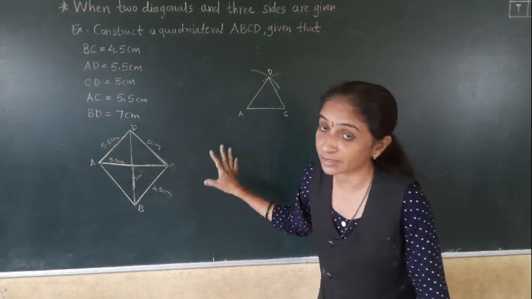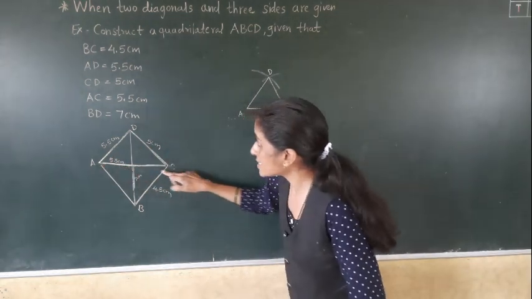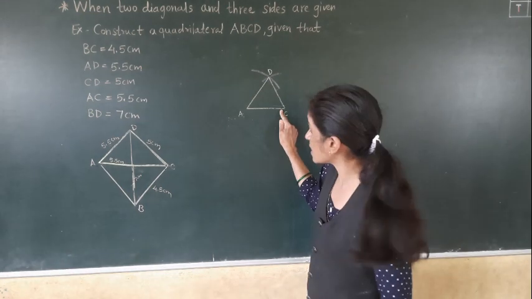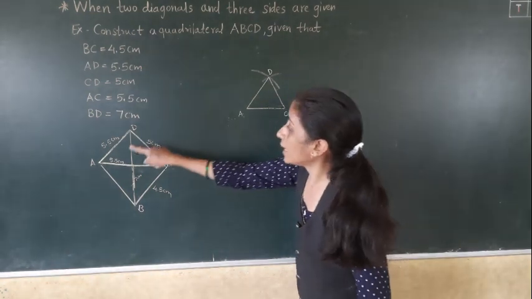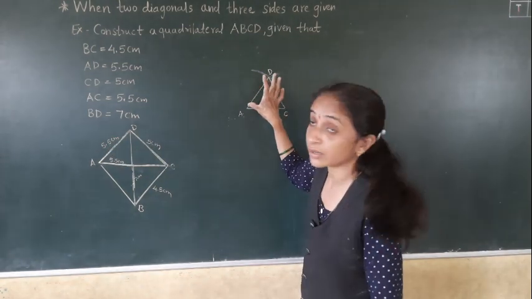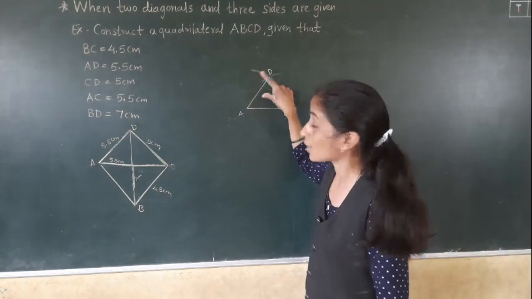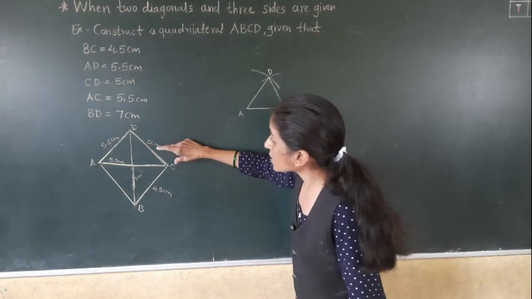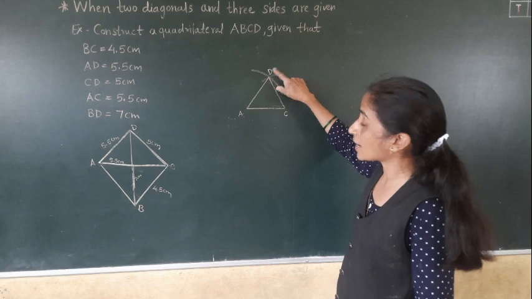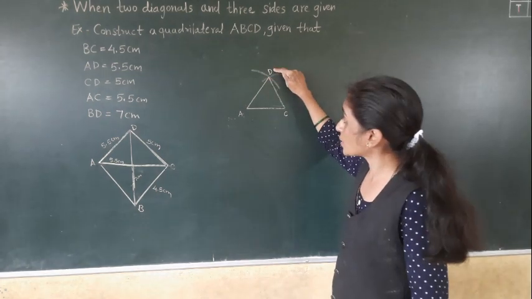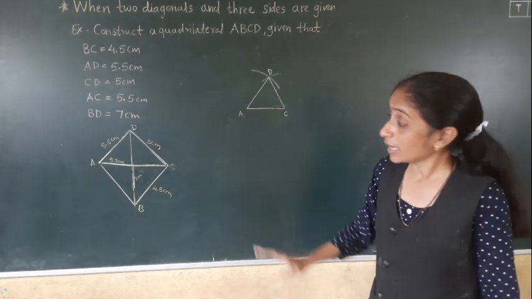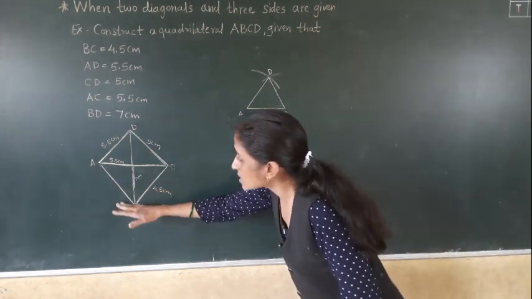To construct the triangle, we know AC. AC how much? 5.5. That we have drawn as the first line segment. Then what did we do? A as a center and with 5.5 centimeter radius, we took the measurement in the compass and drew an arc. After that, C as a center and with 5 centimeter radius, draw an arc cutting this arc. So we got D. So we got this triangle ACD. Now which part do we have to construct? We have to construct this part.